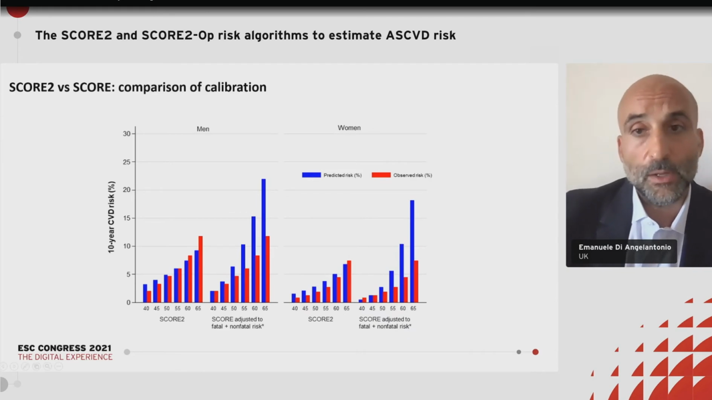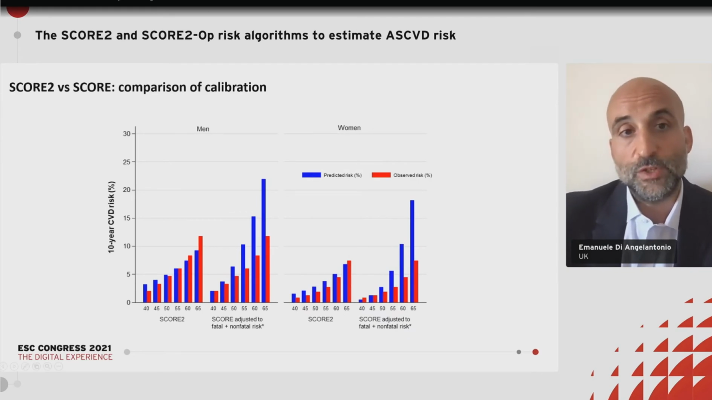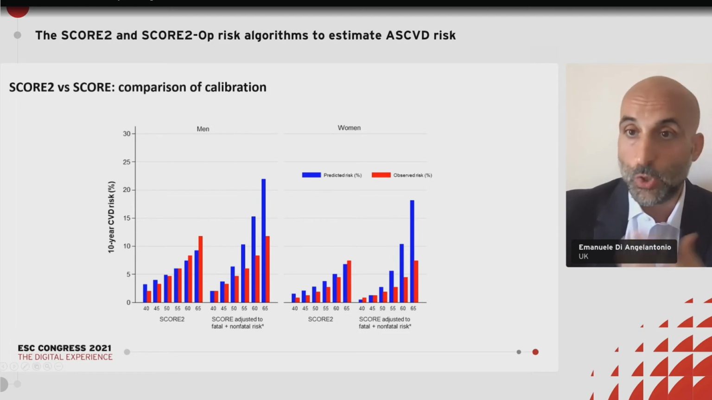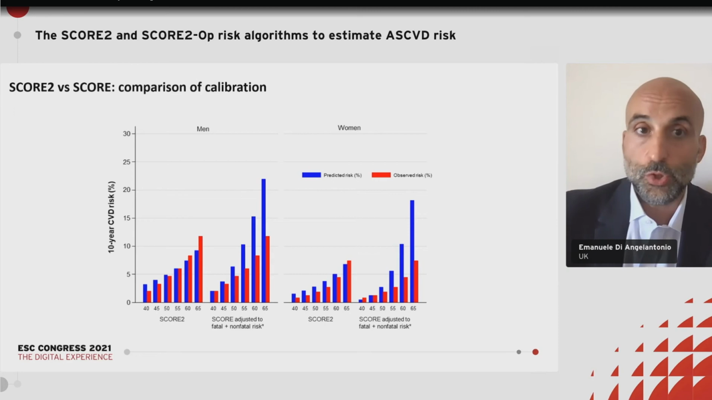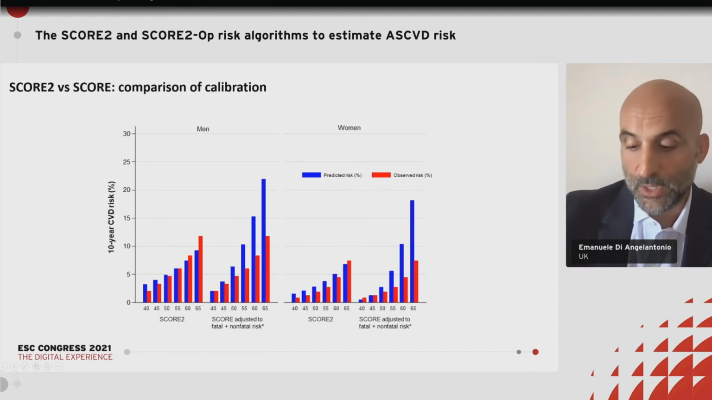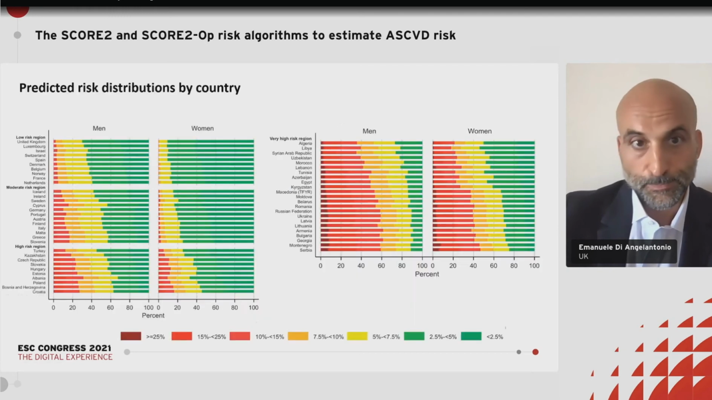And when further comparing SCORE2 versus the original score, we then compare how they perform in terms of calibration. So what happens if you use SCORE2 and the original score in an actual population by comparing the calibration? And you can see, with the predicted in blue and the observed risk in red, how SCORE2 was much more closely aligned with what we observe in risk compared to the original score, which tended especially to over-predict risk in older populations.